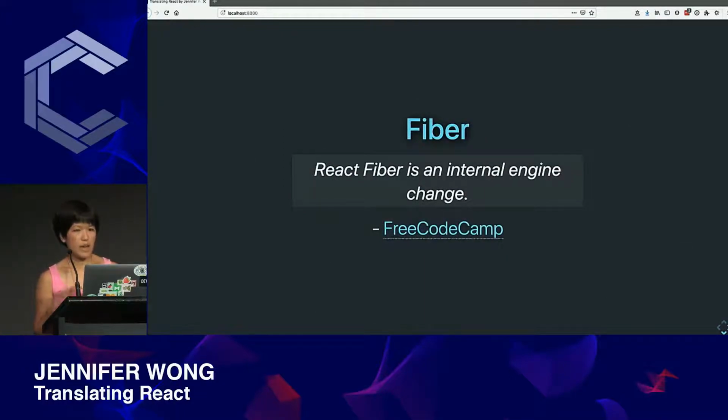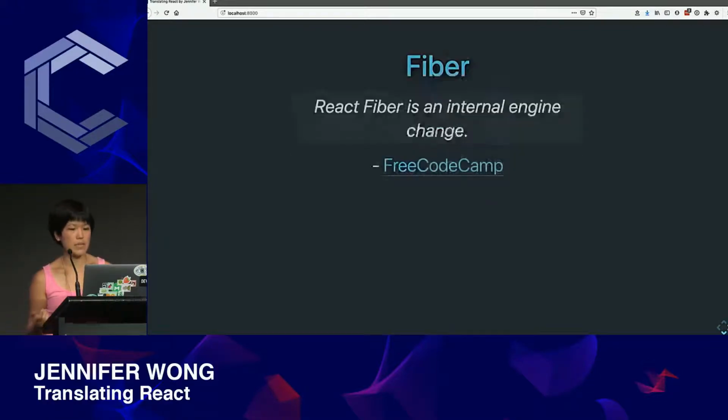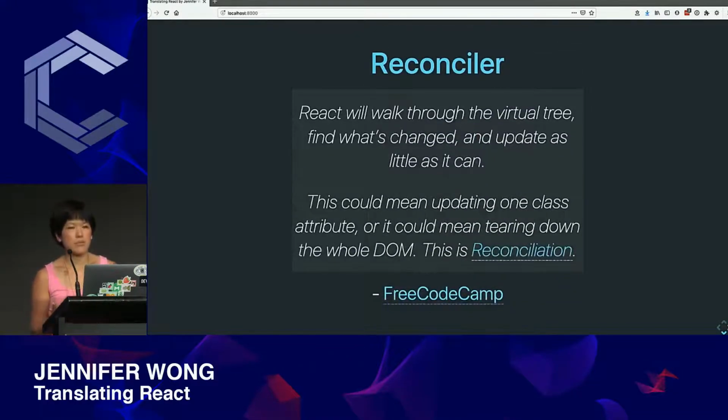So in this article by Ryan Jurkinen on Free Code Camp, he says that React Fiber is an internal engine change. So that's basically what Fiber is. And I was like, but what is the reconciler? And what he says about the reconciler is that React will walk through the virtual tree, find what's changed, and update as little as it can.